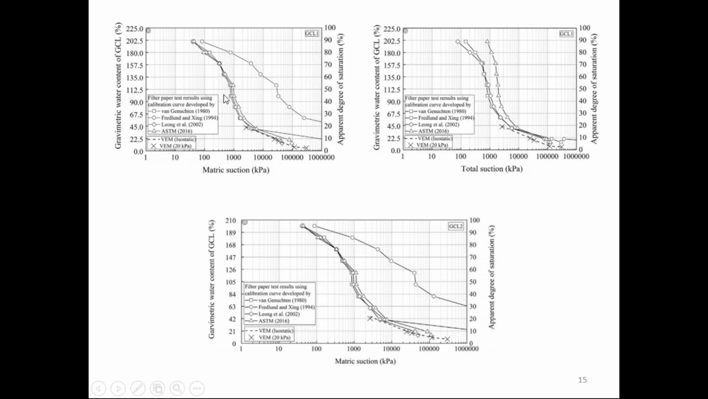It is observed that all except Fredlund and G give near about the same suction in the case of GCL1 for matrix suction, and for GCL2 in the case of total suction, Van Genuchten and Leong et al. give the best results. So, similar results for GCL2.